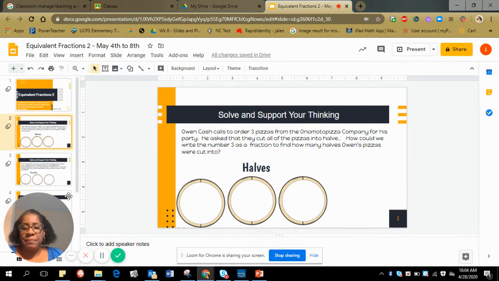So let's begin. Owen Cash calls to order 3 pizzas from the Automatic Pizza Company for his party. He asks that they cut all the pizzas into halves. How could we write the number 3 as a fraction to find out how many halves Owen's pizzas were cut into?